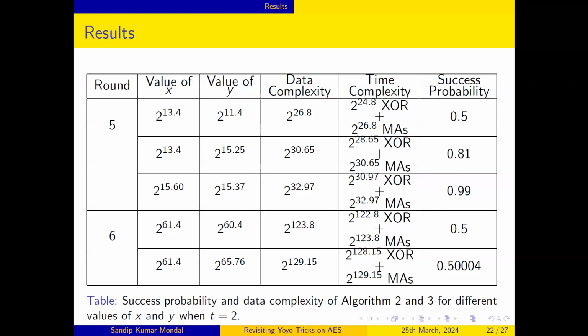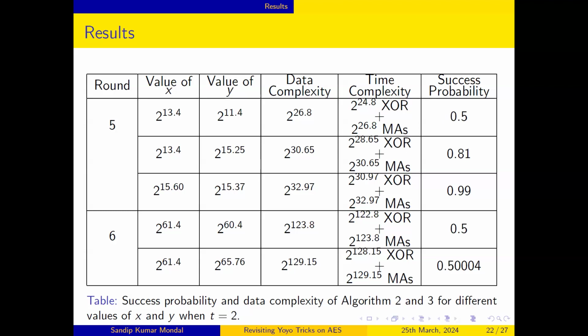And if we increase the value of y to 2^15.25, then the data complexity is 2^13.65 and the success probability is 0.81. So if we try to push the success probability towards 1, then we also have to increase the value of x. If we increase the value of x, there is a higher probability that a right pair will be present. So if the value of x is 2^15.16 and the value of y is 2^15.37, then the success probability is 0.99.